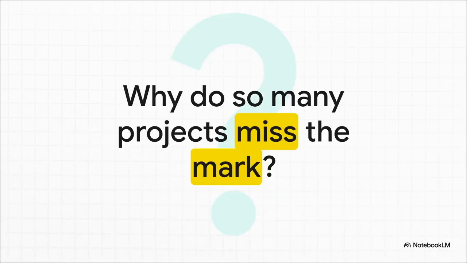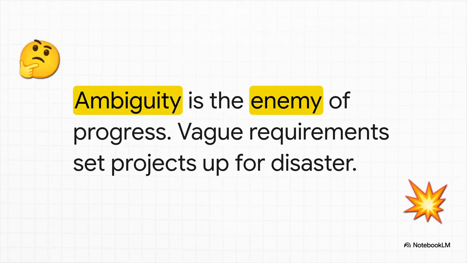So let me ask you this. Have you ever been there? A project kicks off, everyone's excited, but then somewhere along the way, things just get messy. Deadlines start to slip, confusion sets in, and the final product, well, it's not really what anyone wanted. It turns out that problem almost always starts right at the very beginning. And the root of that problem, it's almost always ambiguity.